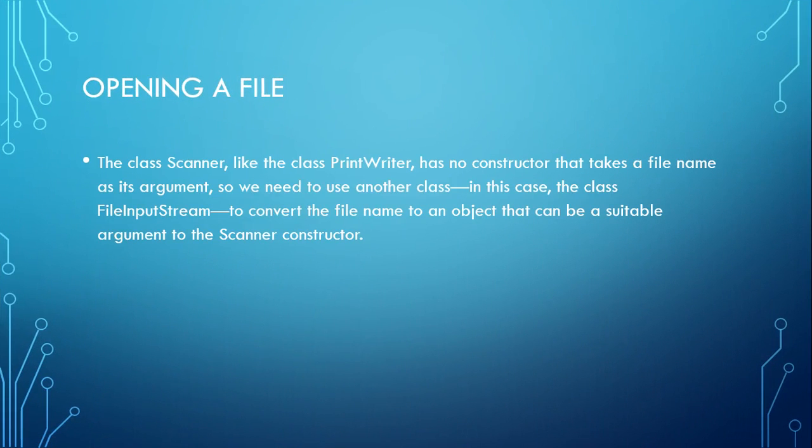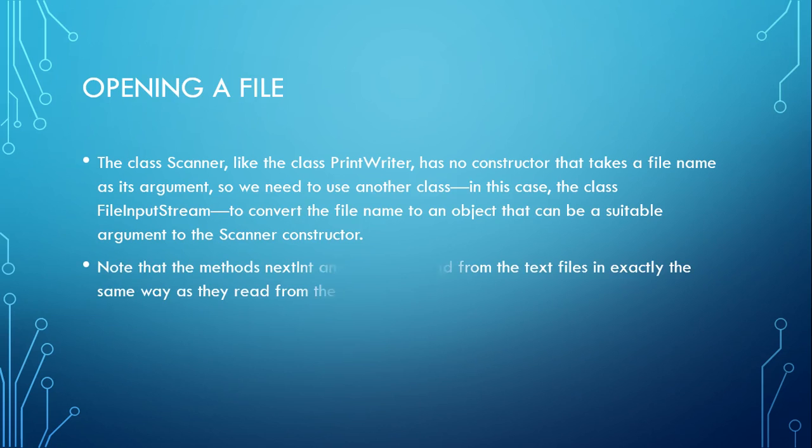The class Scanner, much like our class PrintWriter that we explored in our previous lesson, has no constructor that takes a file name as its argument. We have to use an input stream kind of thing. So we're going to use another class, in this case FileInputStream, to convert the file name to an object that can be a suitable argument to the Scanner constructor.